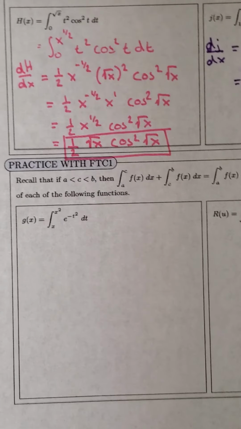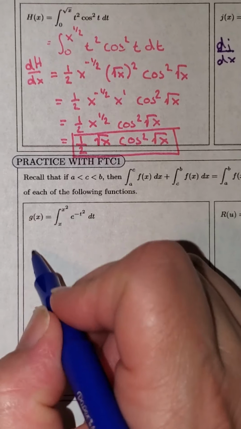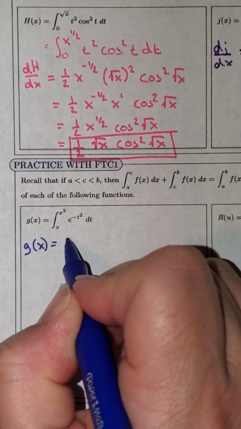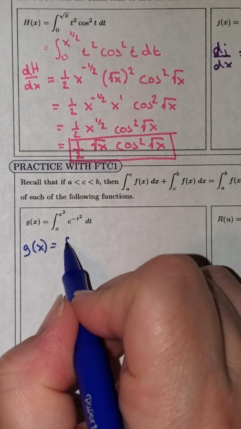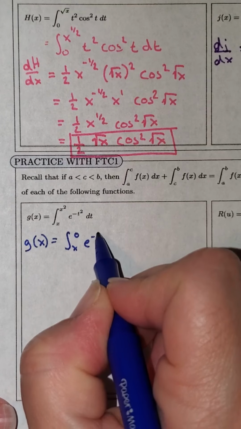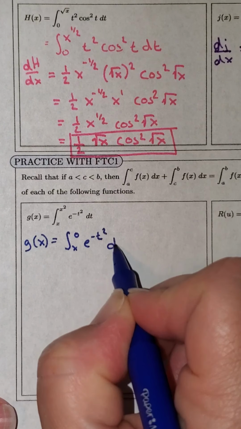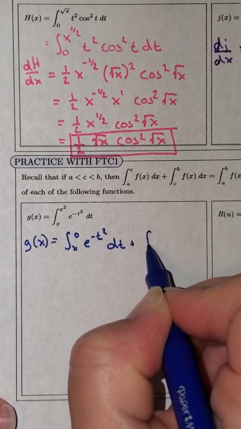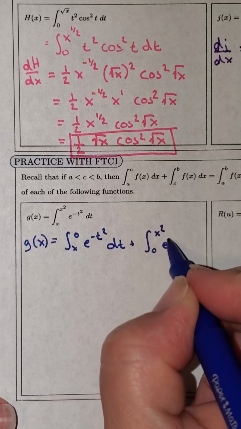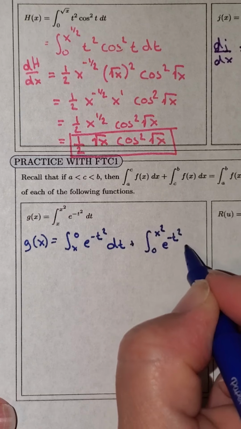So before we do anything, we're going to make this go from x to 0 of e to the negative t squared dt, plus 0 to x squared of e to the negative t squared dt.